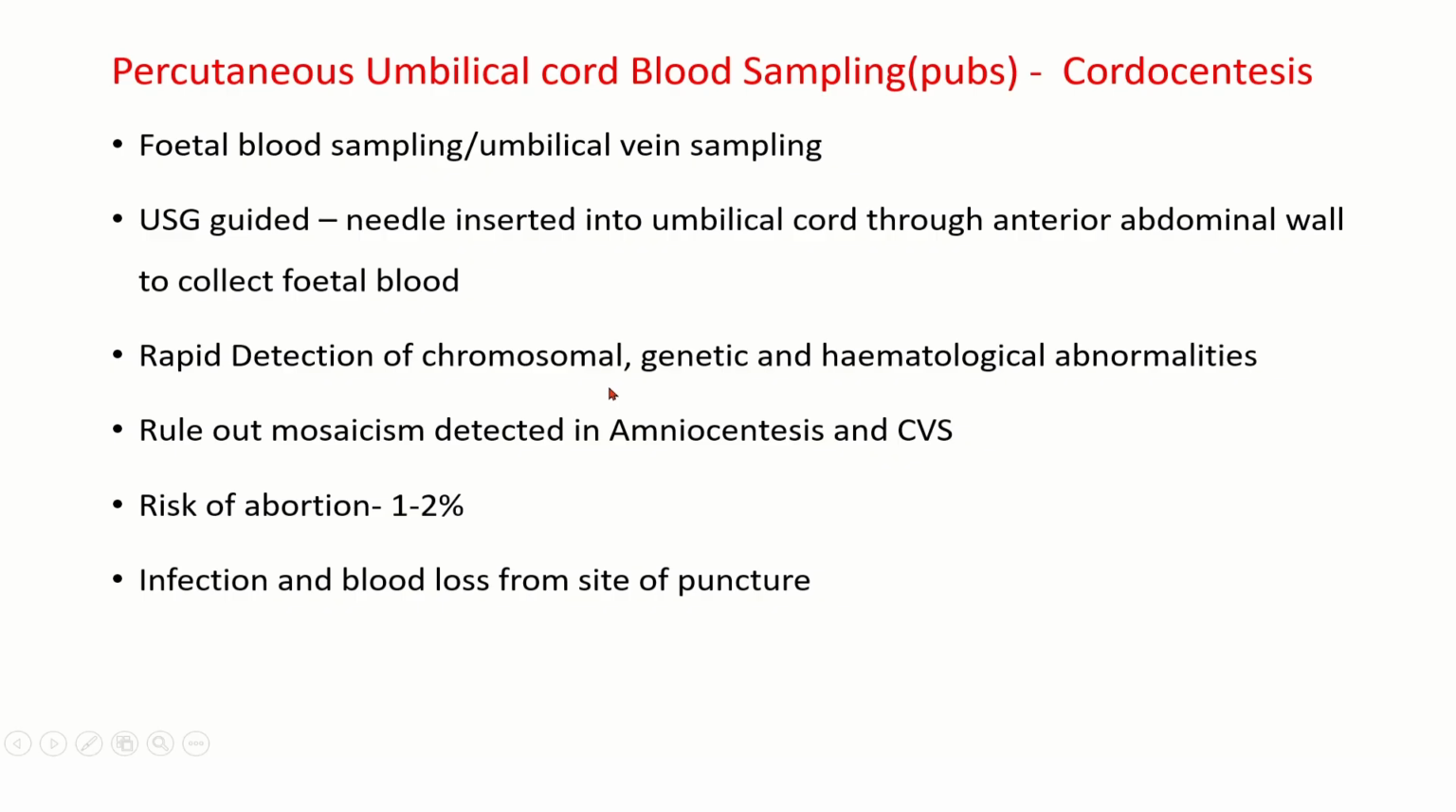So rapid detection of chromosomal, genetic, and hematological abnormalities. So mosaicism is ruled out. This is very important. This mosaicism can be confused between mother and fetus. This is especially seen in amniocentesis and CVS, which is not seen with respect to percutaneous umbilical cord blood sampling, because it is directly the fetal blood which we are studying. Then risk of abortion 1 to 2%, infection and blood loss from the site of puncture.